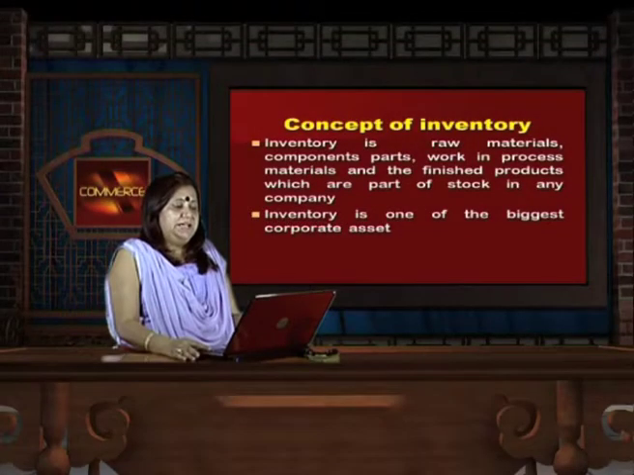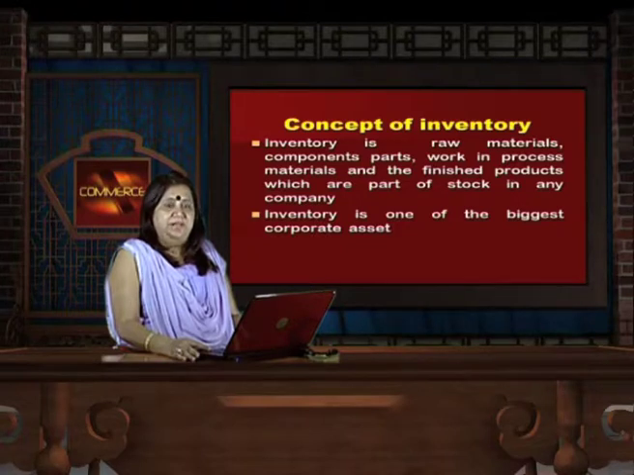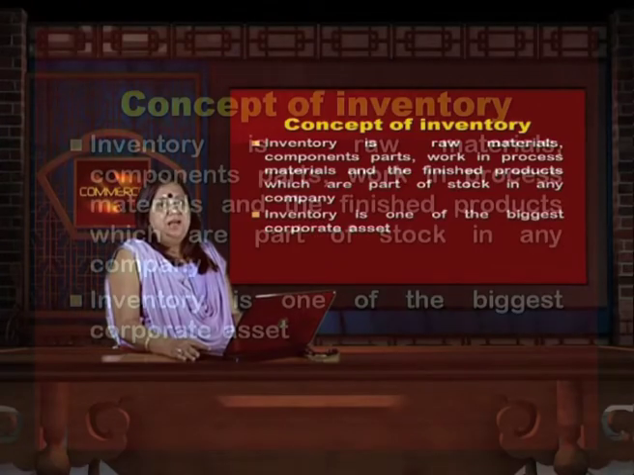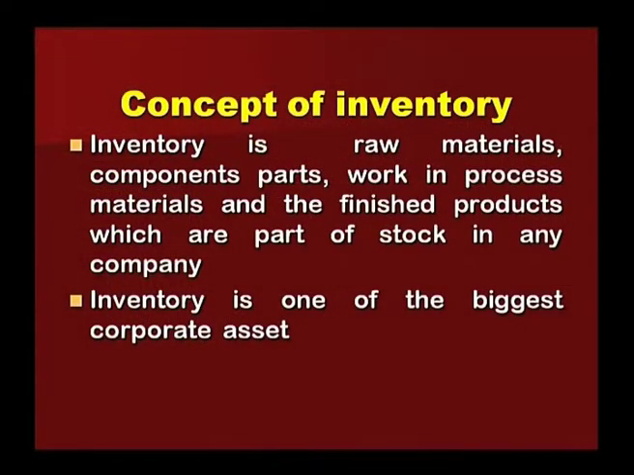Now, let us study the second aspect of warehouse management, which involves inventory. Inventory is important because the concept of inventory will allow you to understand how important material handling is to save the cost for the company. Inventory is raw materials, component parts, work in process materials and the finished products which are a part of stock in any company. Inventory is one of the biggest corporate assets.